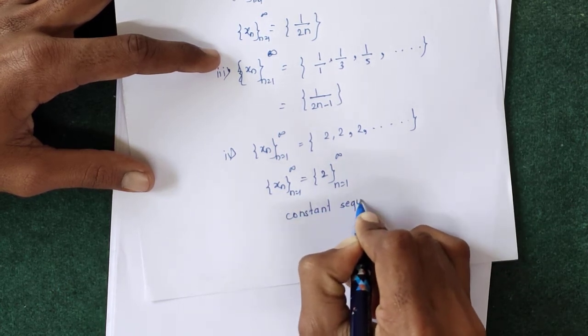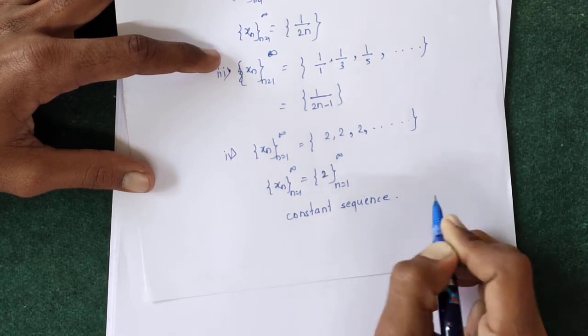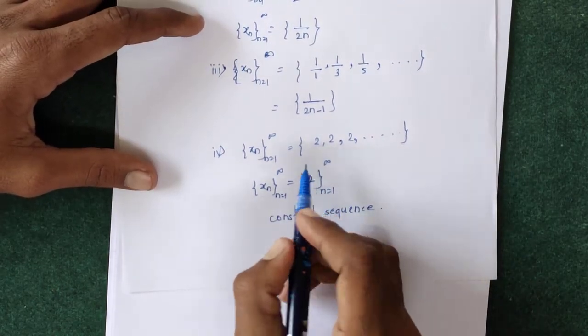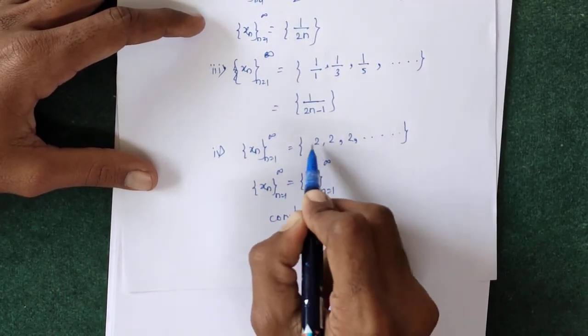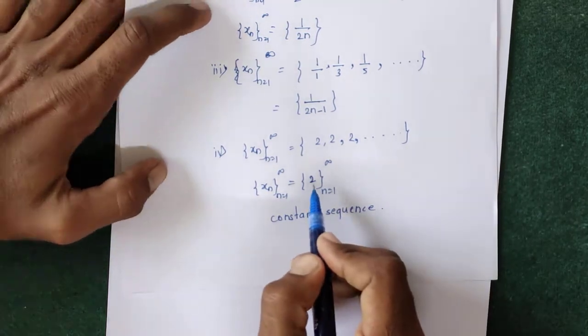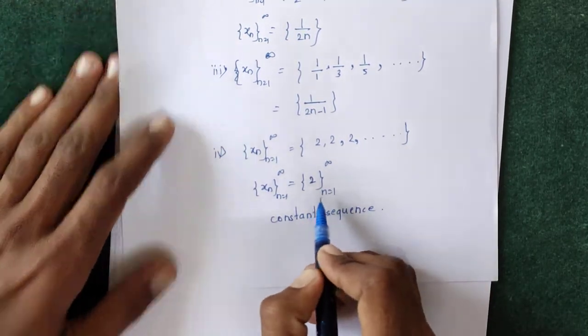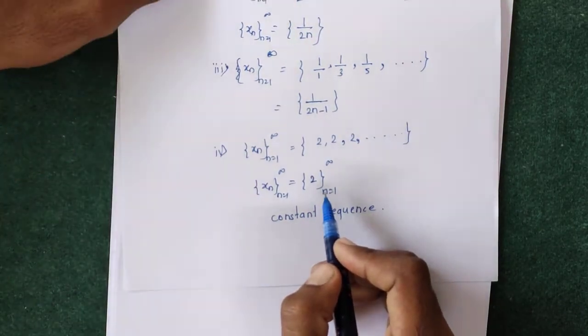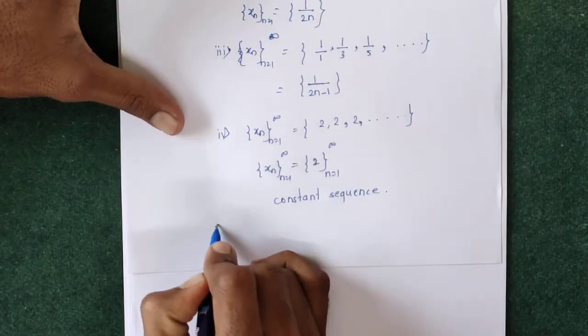This is also a sequence, and this sequence is called a constant sequence. Similarly, if you write 3, 3, 3 and so on, then the sequence is constant also, because 3 is the only element in the range set. Now, we will take another example.